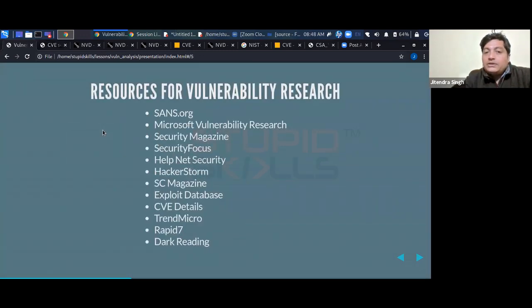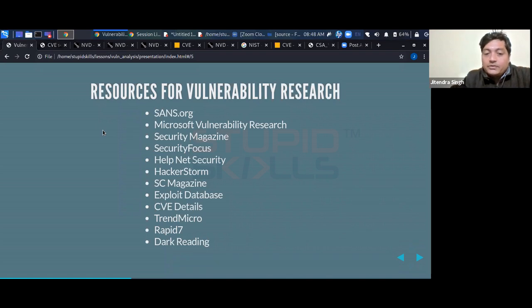Some additional resources for doing vulnerability research are obviously sans.org. Then Microsoft itself has their database. Then there are some magazines, like security magazines: Security Focus, Hackerstorm, Exploit Database. If you remember, we took some examples of Google dorking and writing some custom queries to find devices on the internet, or websites.